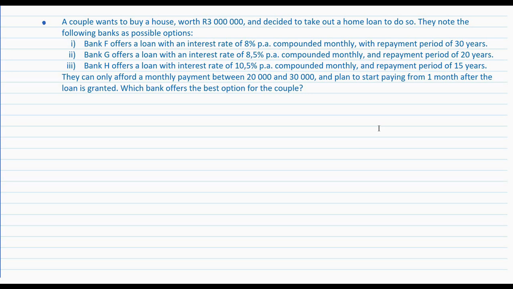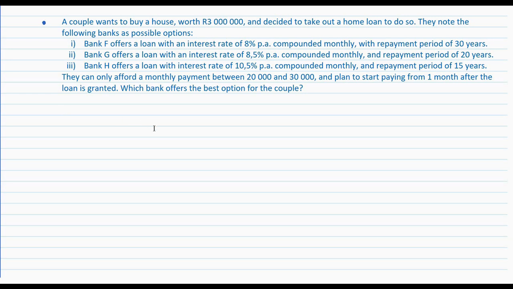And the third is Bank H, which offers a loan with an interest rate of 10.5% per annum compounded monthly and a repayment period of 15 years. The couple can only afford a monthly payment between 20 and 30,000 and plan to start paying a month after the loan is granted. Which bank offers the best option for the couple?